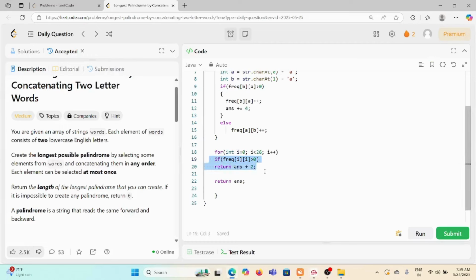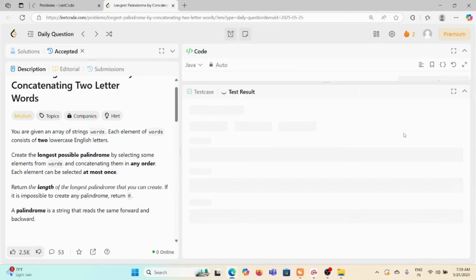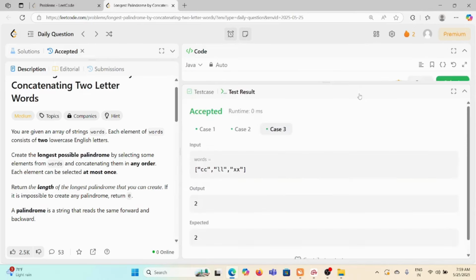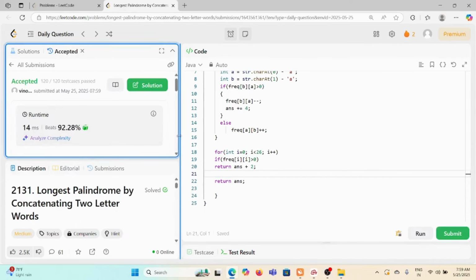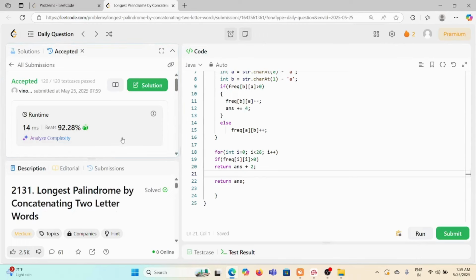If we don't find one, we will not have this condition true. In that case, we are returning our answer only. So this would be, let me execute this code. Yeah, and let me try to submit it. So we are taking only constant space, so it is 92.28% faster.